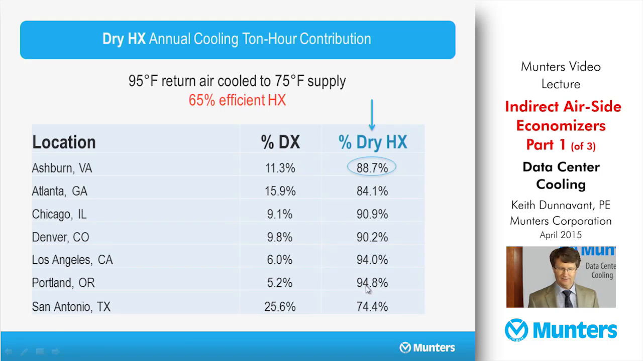In Portland, almost 95% of the annual ton hours can be rejected with the heat exchanger. A little over 5% is rejected using the DX component. Now, when you're rejecting heat with the heat exchanger, you are doing that at about 0.25 kW per ton or lower in terms of an efficiency metric. So that's a coefficient of performance of 14 or higher.